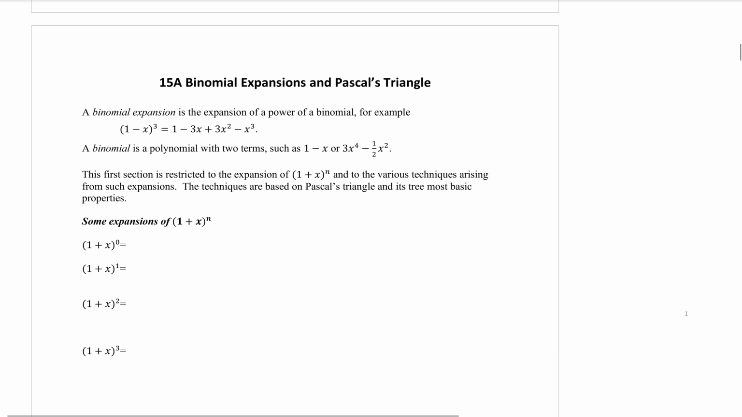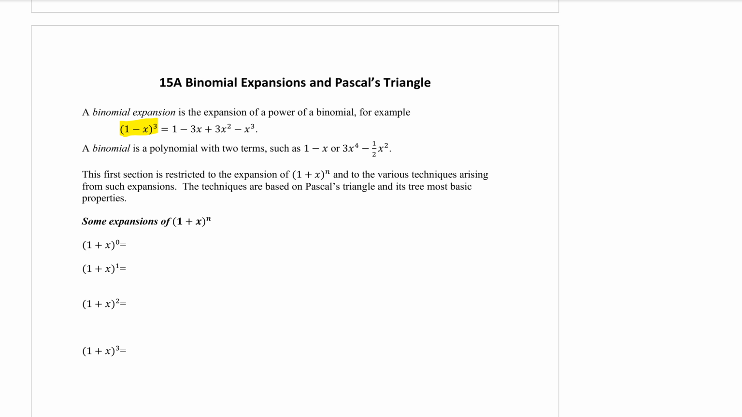Today we're starting our topic on binomial theorem. So we're going to be looking at binomial expansions, which means we're going to be expanding things like this. We're going to have something like 1 minus x in the bracket, and it's going to have a power.